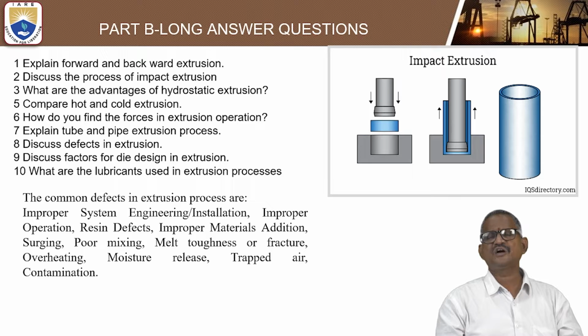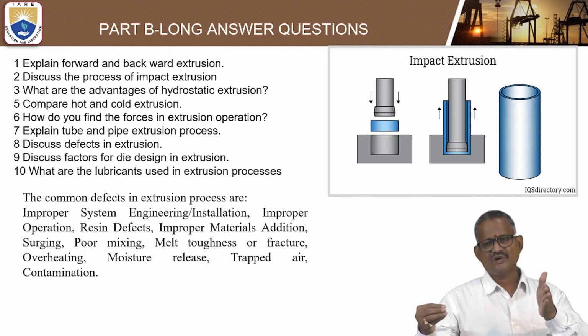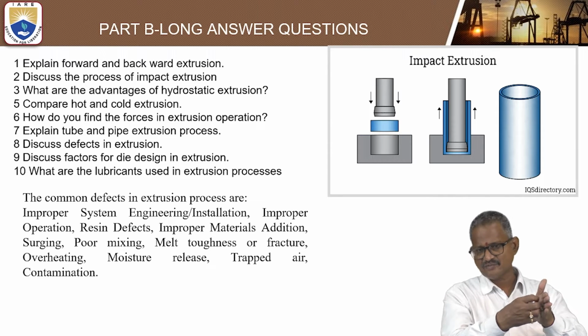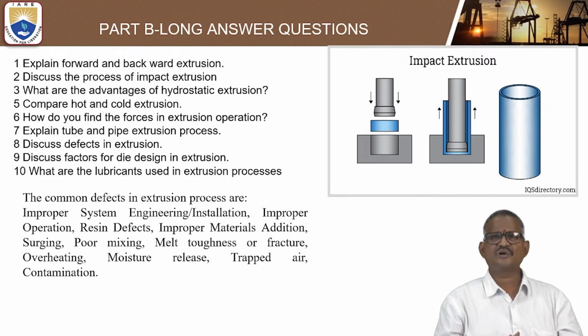Forward means the direction of the raw material and the outcome, the output, is in the same direction. Whereas backward means the raw material moves in one direction and the finished product comes out in the opposite direction only. So that's why it is an indirect extrusion.